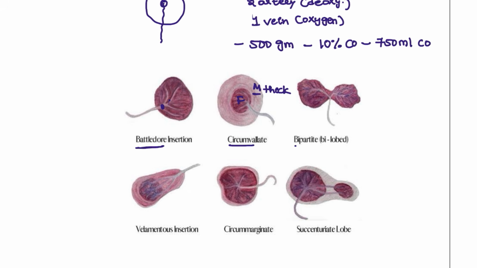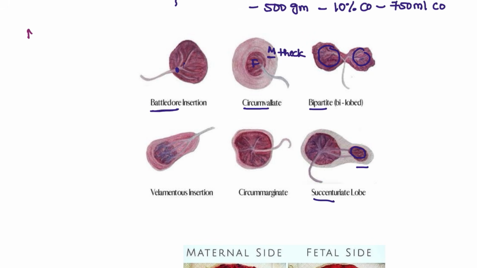And next, bipartite or bilobed. Bilobed means two lobes that are equal in size. And succenturiate lobe, it is going to be small in size, and this is the extra lobe. If this extra lobe is retained inside, it is going to be retracted backside, so it can cause PPH and APH in the patients. And velamentous insertion, it has to insert here in the middle of the placenta, but it is inserted in the chorion and the other structures.